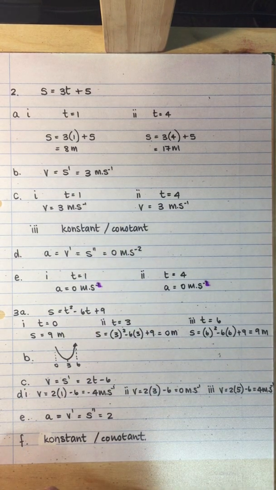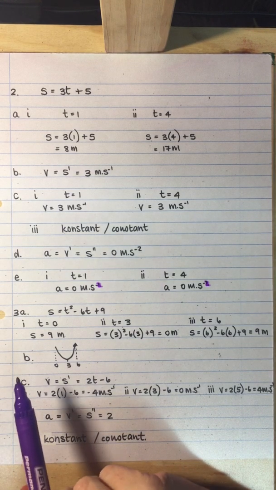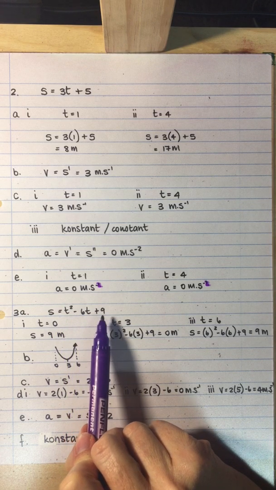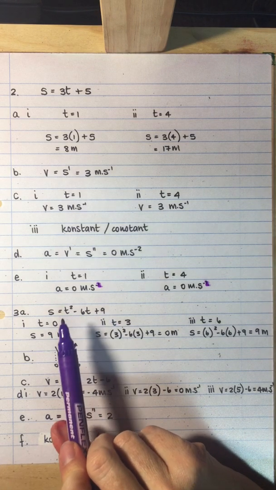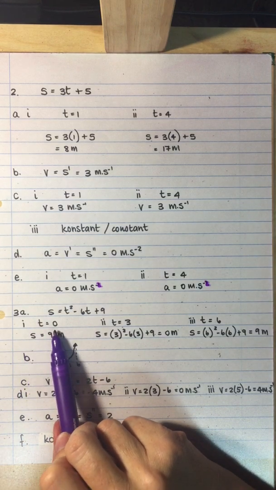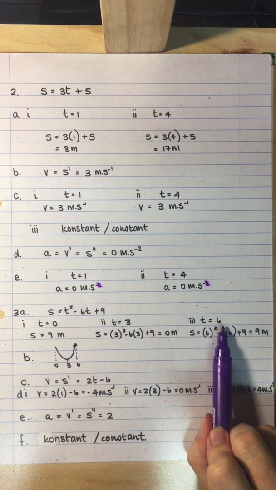Question 3. The displacement in meters of a particle is given by S = t² - 6t + 9. We are asked to determine the displacement at 0 seconds, at 3 seconds, and at 6 seconds.